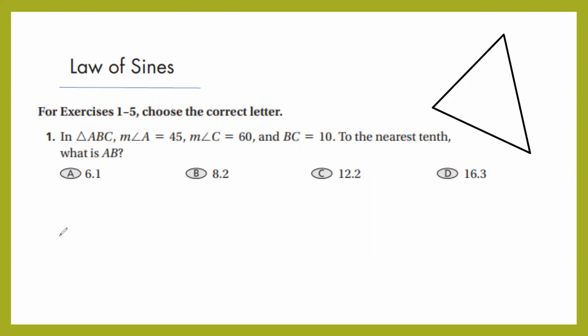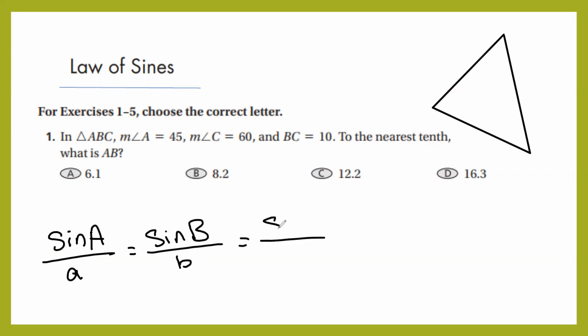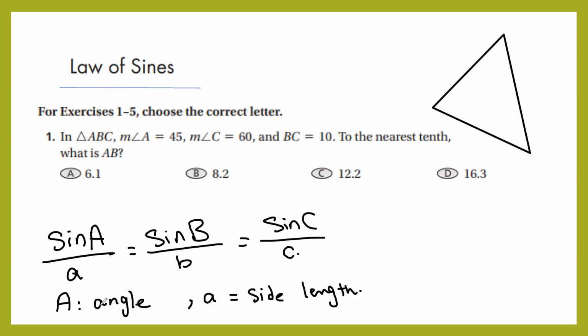So what is the sine law? Sine law: sine A over A equals sine B over B equals sine C over C, while capital A refers to the angle, and small a refers to the side length. So this is the angle, this is the side length. Look here, first of all, let's write A, B, and C, and let's follow the instruction.